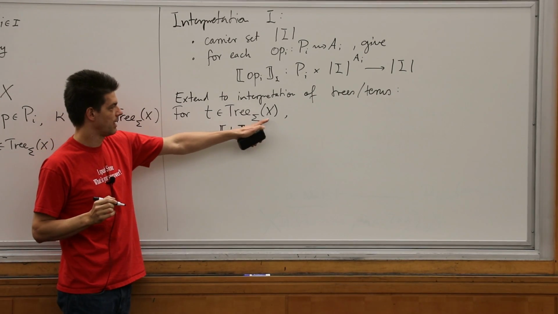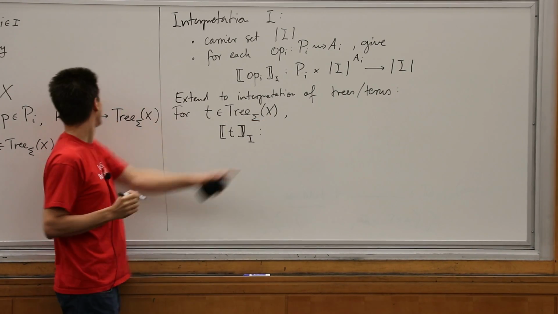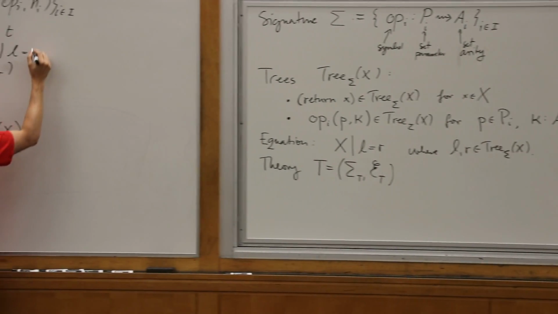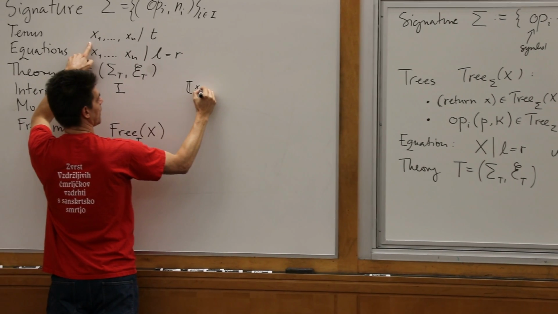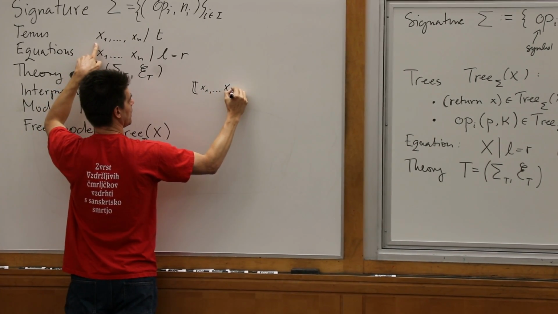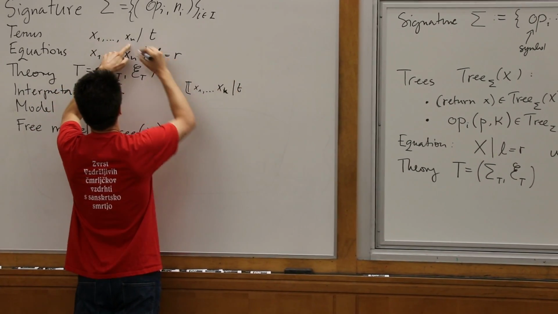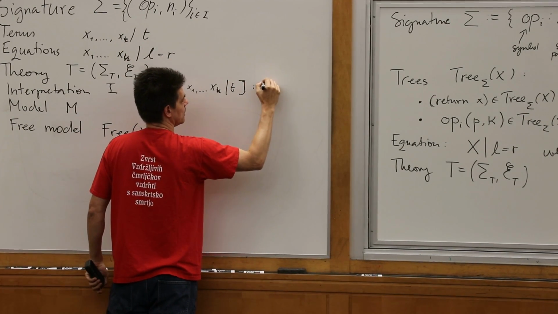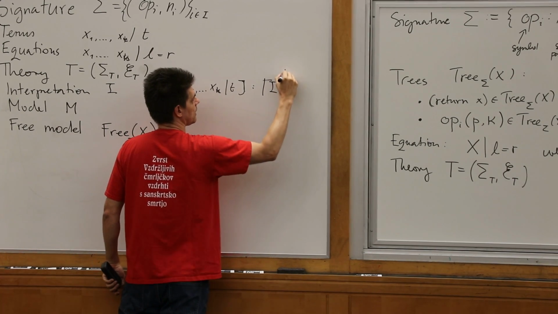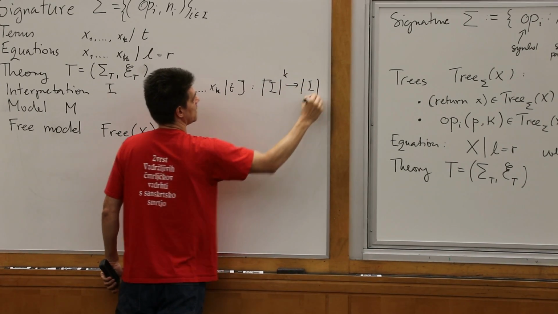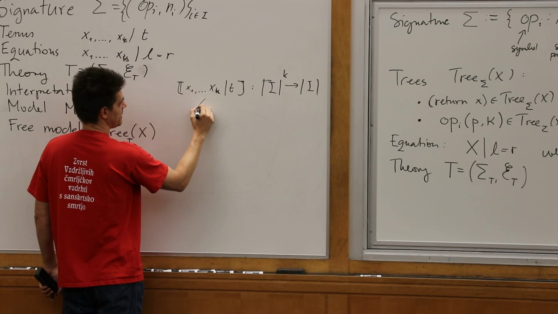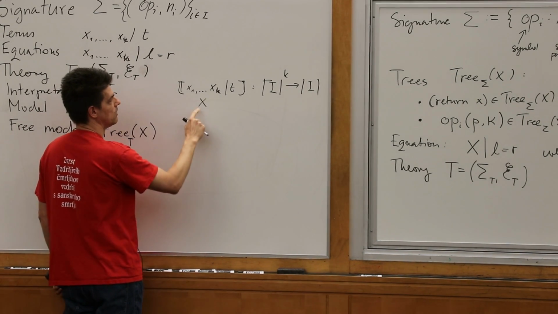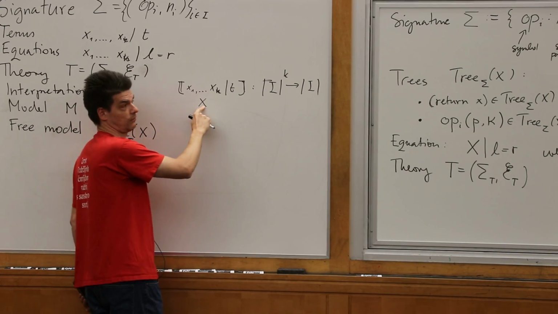So think of it this way. Earlier, let's remember, the interpretation of a term like that was x1 through xk, t, let's put this k here. It was A_i to the k to A_i. So now I'm replacing this with x, so a set of variables, and so this k will just become this set, kx here.